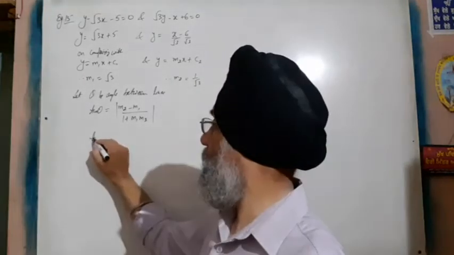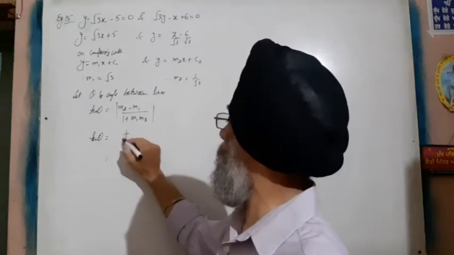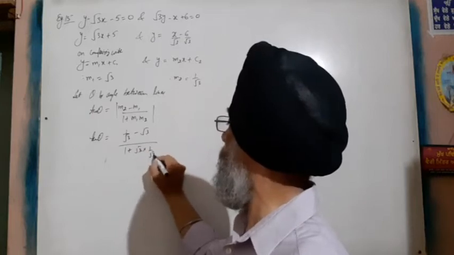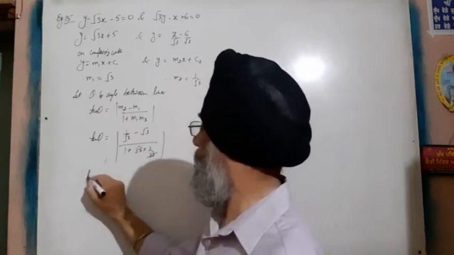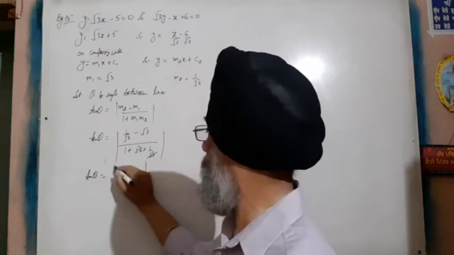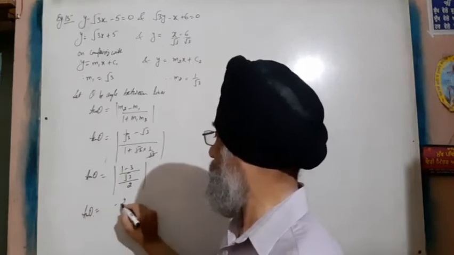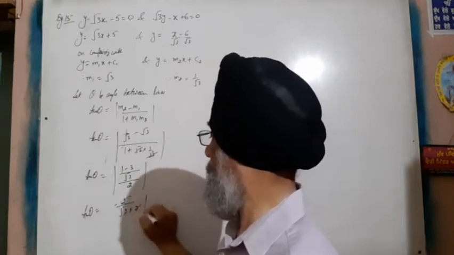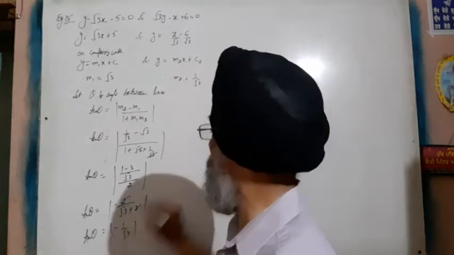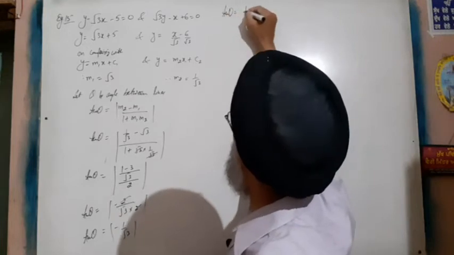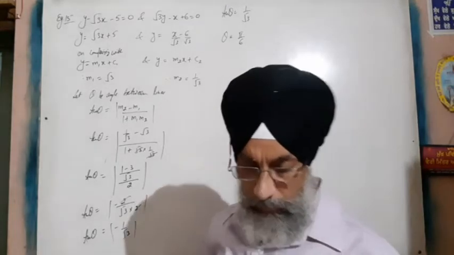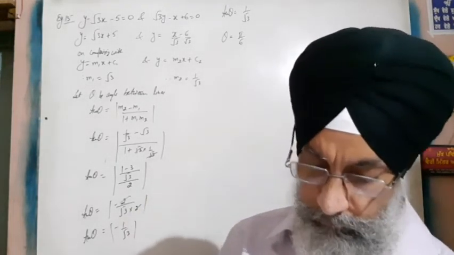Tan theta is equal to (1 upon root 3 minus root 3) upon (1 plus root 3 into 1 upon root 3), cancelling it. Tan theta is (1 minus 3) upon root 3 upon 2. So tan theta is equal to minus 2 upon root 3 into 2, tan theta is minus 1 upon root 3, or you can say tan theta is 1 upon root 3. The value is 30, that is pi by 6. So 30 degrees is the angle between the two lines. Okay?